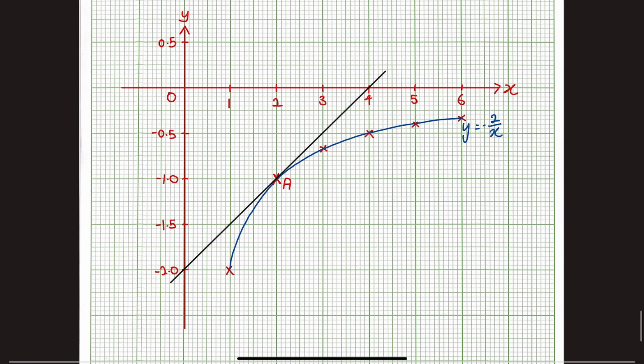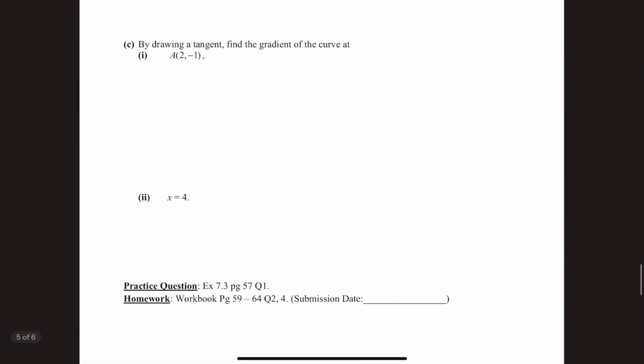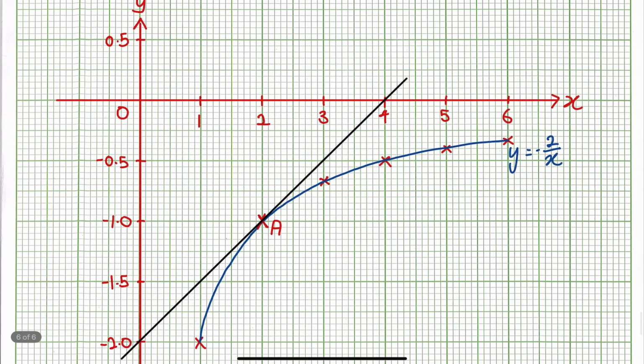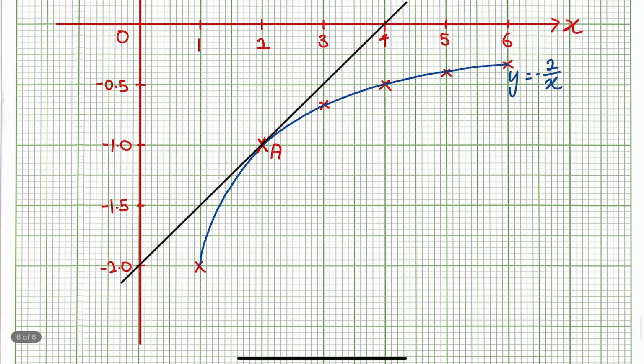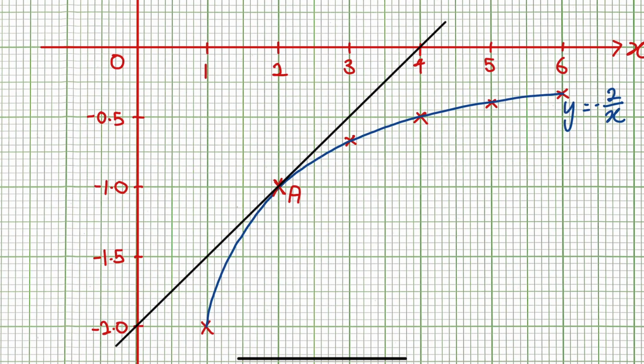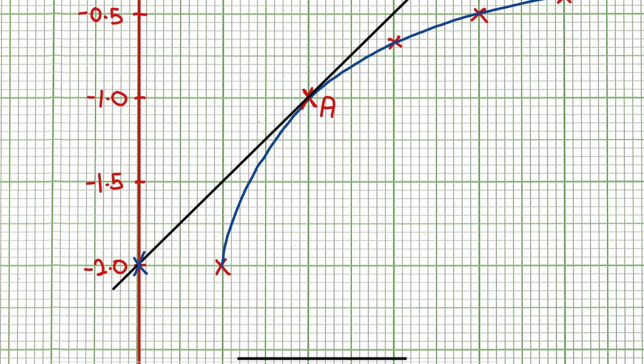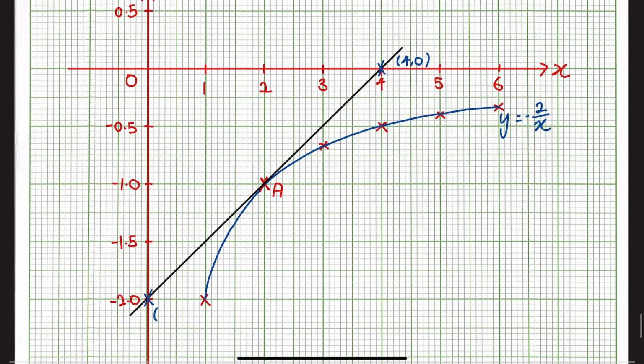Now that I have drawn my tangent, I find the gradient of the curve. The gradient of the curve is the gradient of this tangent. I choose two nice points along this tangent. This tangent cuts the x-axis very nicely here at 4, 0. The tangent also cuts the y-axis very nicely here, x coordinate first, 0, negative 2.0.